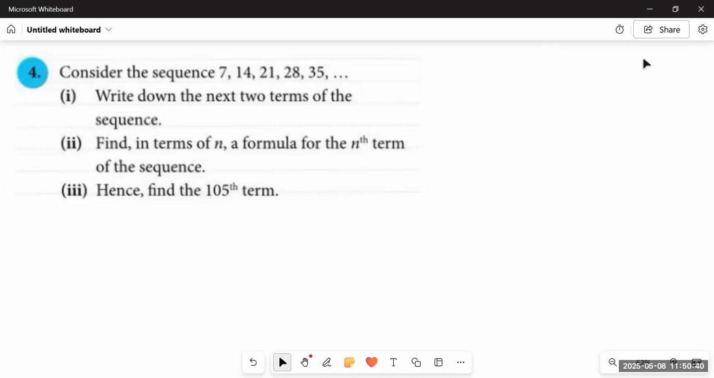Now let's move to question number 4, which says, consider the sequence 7, 14, 21, 28, and 35. Write down the next two terms of the sequence. To write down the next two terms, we just have to consider the difference between them. In this sequence, we can see that the numbers are increasing: 7, 14, 21, 28, and 35.